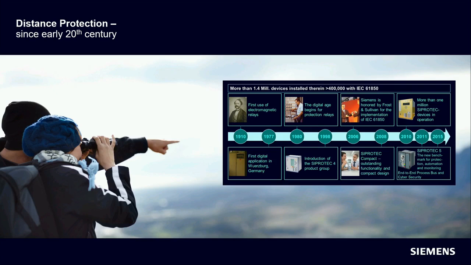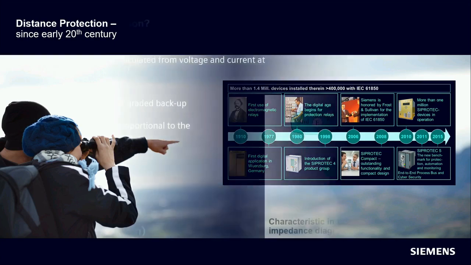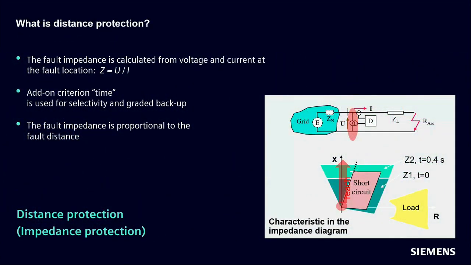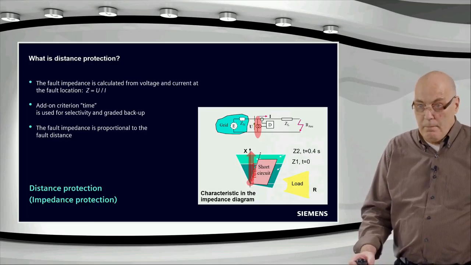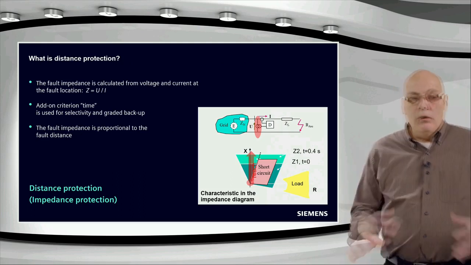Now around about 1920, in the 1920s, we have the first reference to distance protection. So it has been with us a long time, so it shows that it is an important function, otherwise it would not have been there at that early stage. So if we look at this diagram now, what is it?